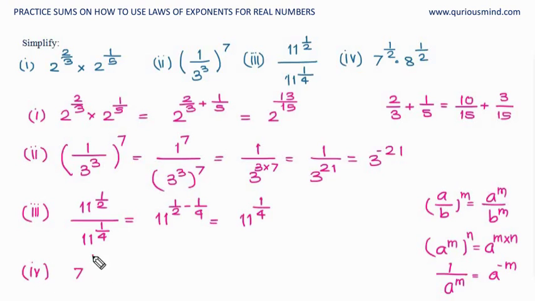Last one. We see here the power is the same. When powers are the same, in the answer the power remains the same. And if this is multiplication, we multiply the bases. So it is 56 raised to 1 upon 2 is our answer.